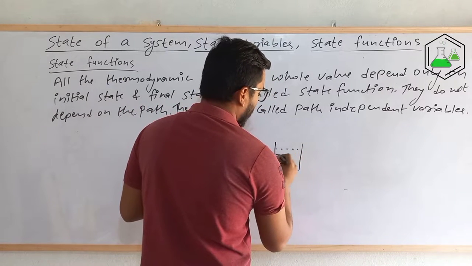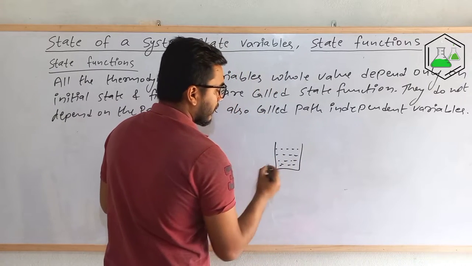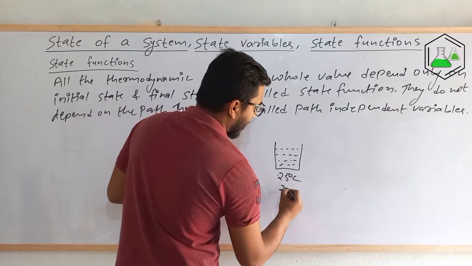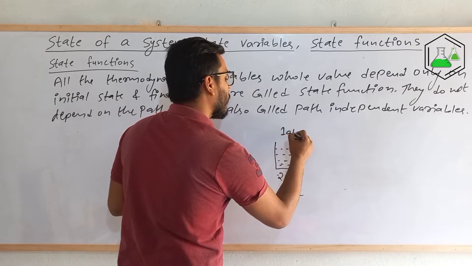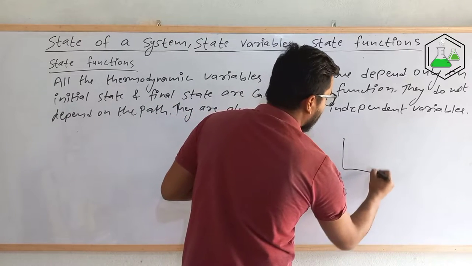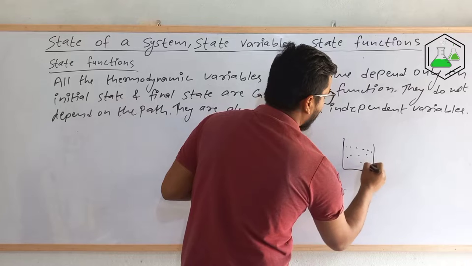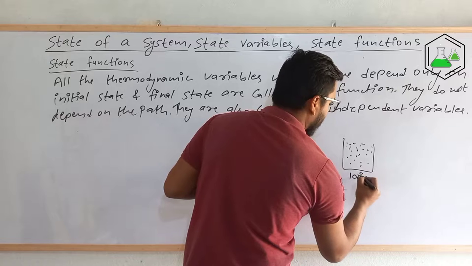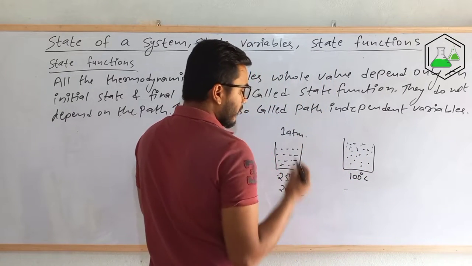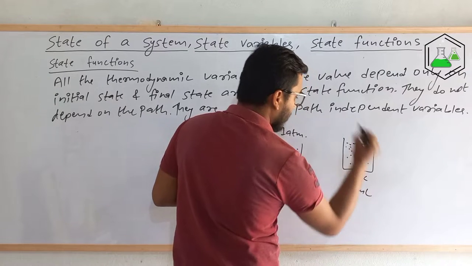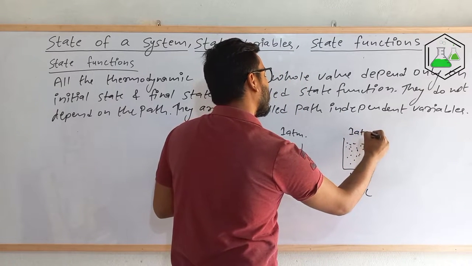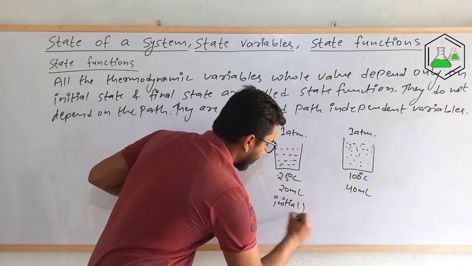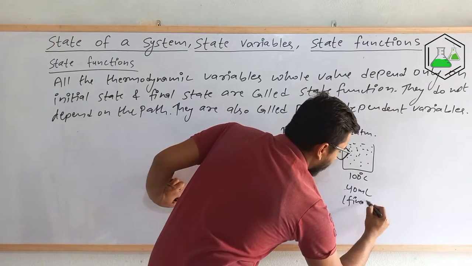The same example that we took earlier. There is water in this beaker which is maintained at 25 degrees Celsius, and the volume of water is 20 ml and the atmospheric pressure is 1 atm. Now we heat that water, it converts into vapor. The temperature of this state, that is the final state, is now 100 degrees Celsius. Suppose the volume increased to 40 ml and the atmospheric pressure is the same over here. This is called the initial state and this is called the final state.